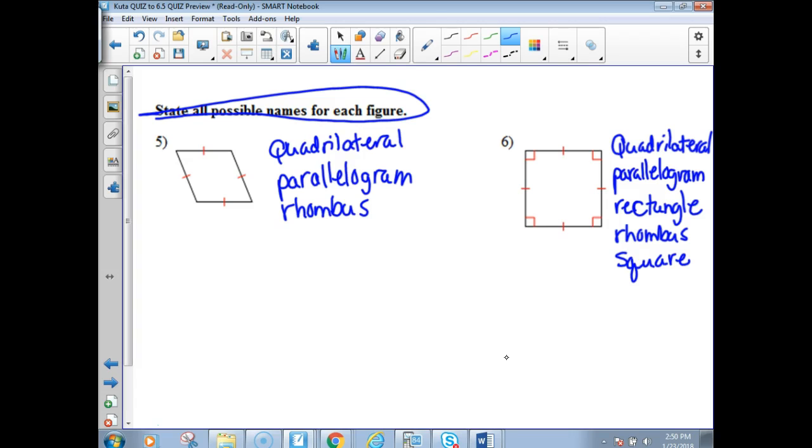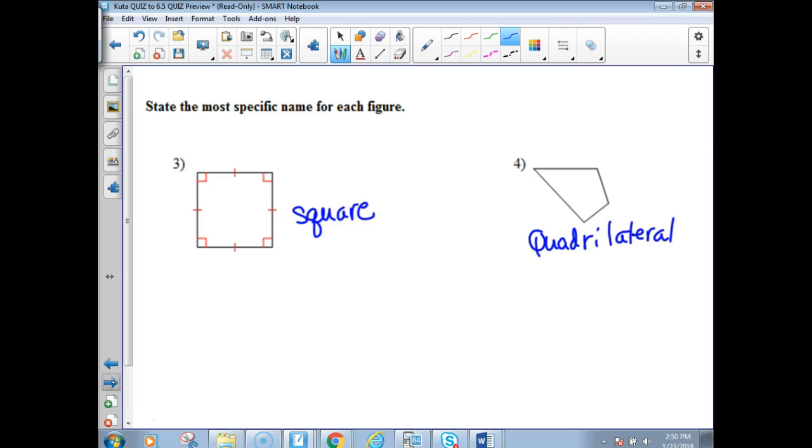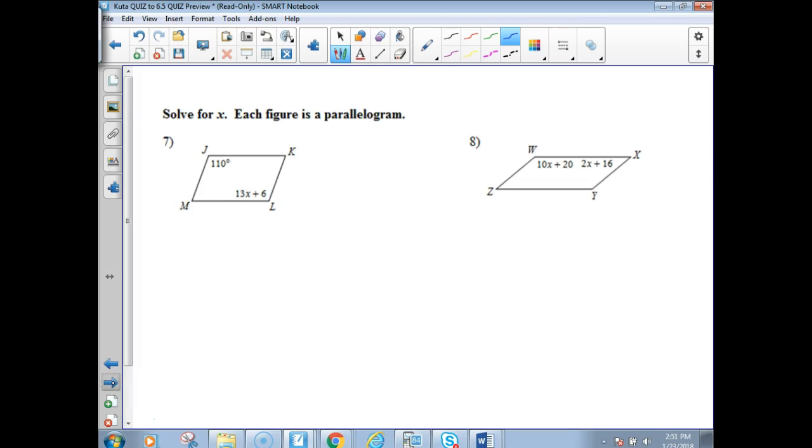Do we follow? So it sticks, like, if you look back at that picture, the square is all of these guys right here. He's attached to them. The rectangle is parallelogram and then quadrilateral. Okay, and then we got the kite stuff on the other side. So, solve for each. This figure is a parallelogram.